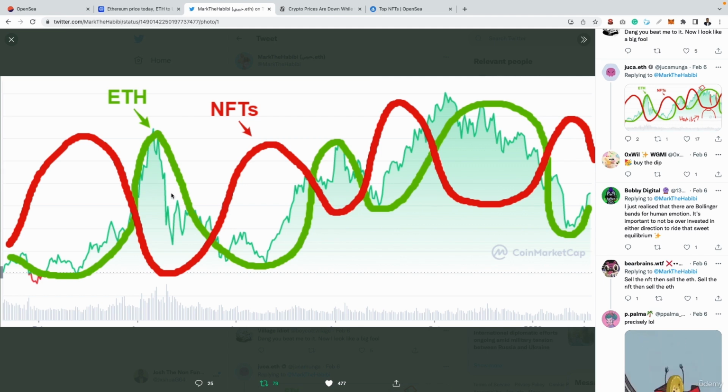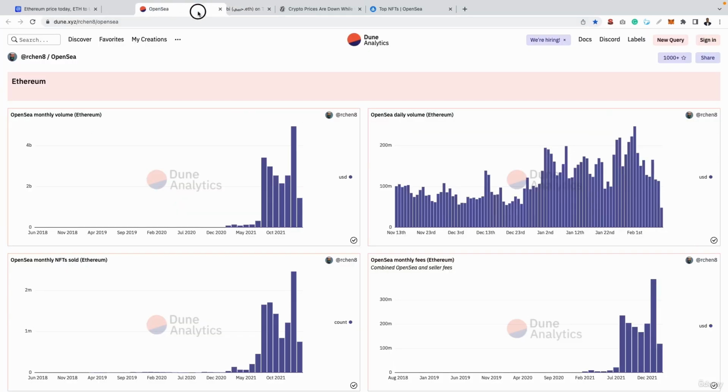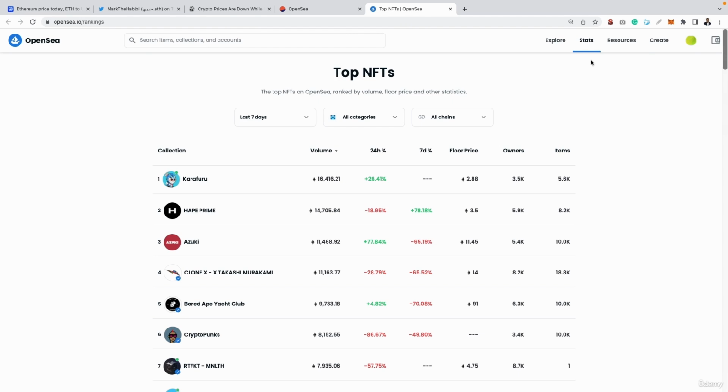And just as a pro tip, if you ever want to figure out if we are in a bear market or a bull market, literally all you need to do is come over to Dune Analytics and take a look at the volume in the most recent days. We can clearly see it is declining. Another strategy you can use to determine if volume is going up or down in that exact specific moment is to go over to OpenSea, go to stats, and then go to rankings. That is going to show you the top collections on the whole of OpenSea.